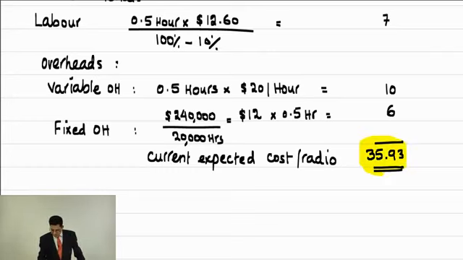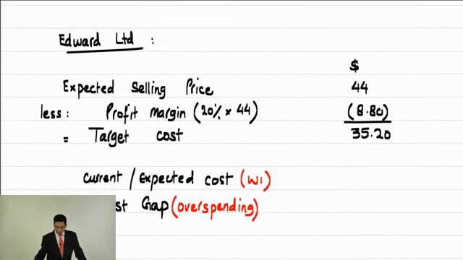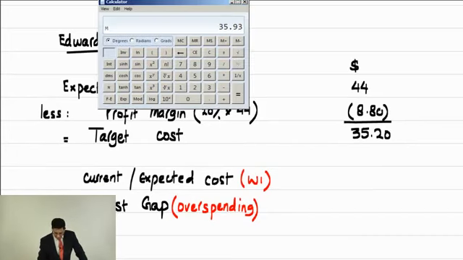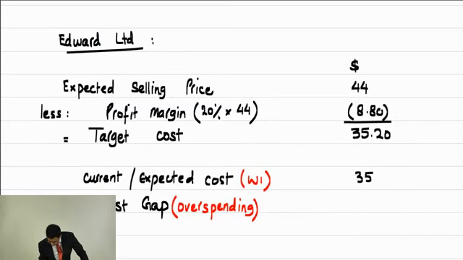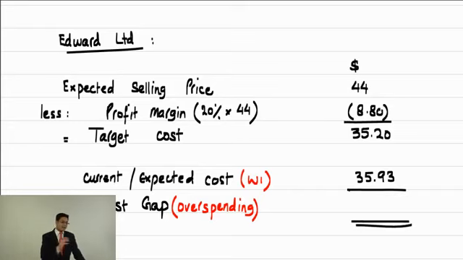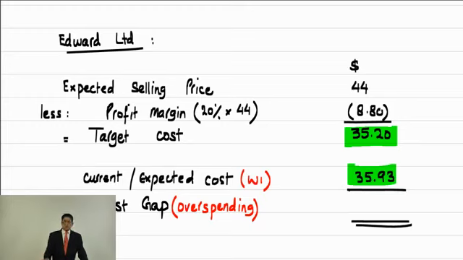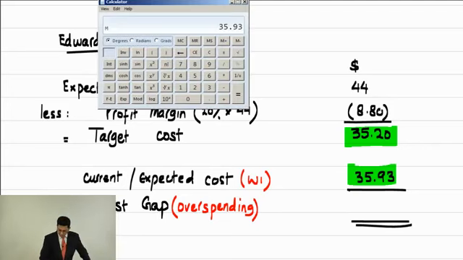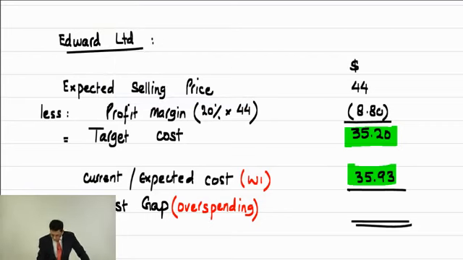Okay, this would be compared with the target cost. 35.93. Now here you need to identify yourself. The target is to spend 35.20, and at the moment it looks like the expected current cost will be 35.93. Can you see the likely overspending? There is a chance that the company may overspend on every unit. 35.93 minus 35.20 looks like 73 cents per unit.